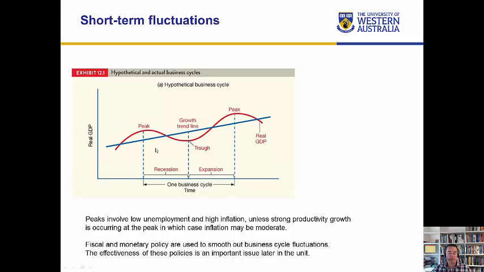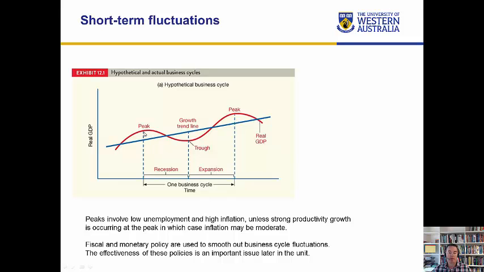So in terms of this, we've got a growth trend line, and the upward nature of that growth trend line is going to be determined by the rate of economic growth, but then in the short term we've got these cyclical fluctuations around the long-term trend line. The aim of fiscal and monetary policy is to try to smooth out this cycle.